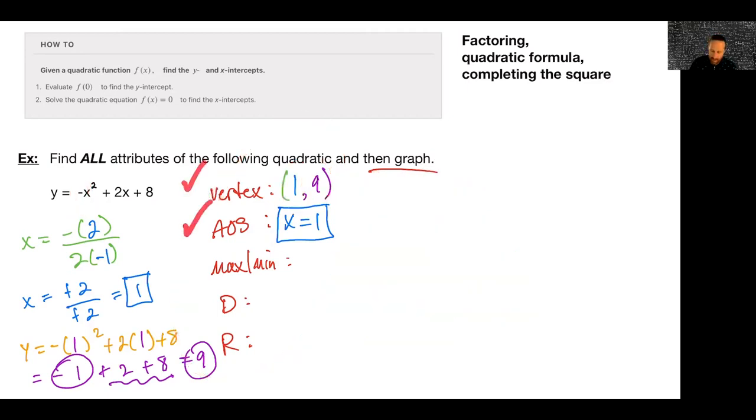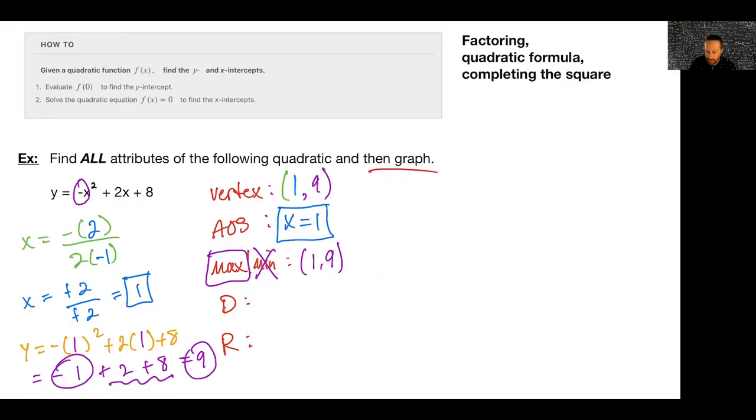Got my vertex, axis of symmetry. Because it's facing downwards, we're going to have not a minimum because it goes down forever. It's a maximum at the point of my vertex, 1, 9. Also, I can visualize that this is going down forever.